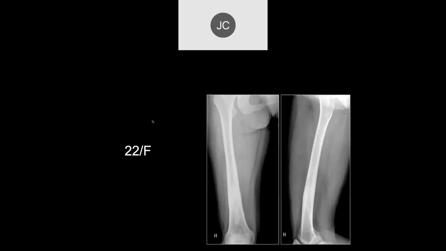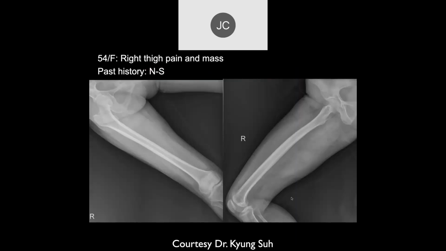Okay, 22-year-old female. We have a femur. I'm not sure. Sclerotic lesion in the intramedullary bone there, distally. And this was chronic osteomyelitis. Oh, okay. No MR for that one. Okay, Tayson.